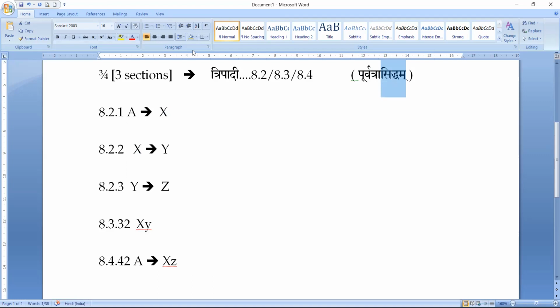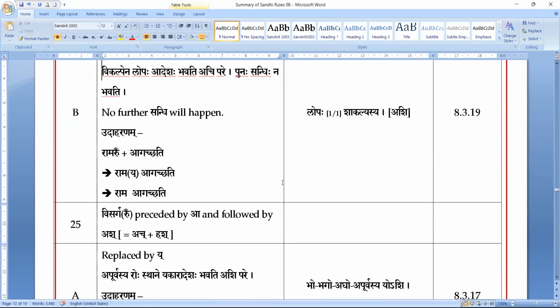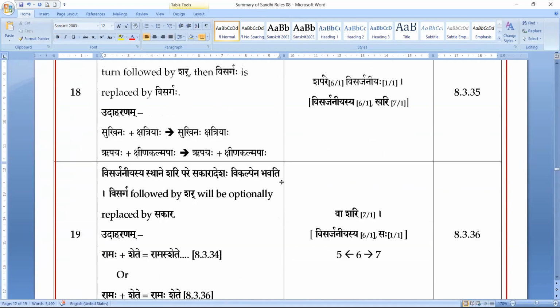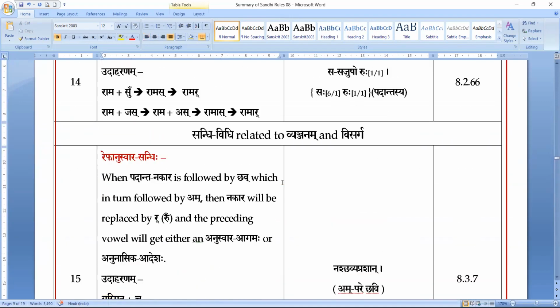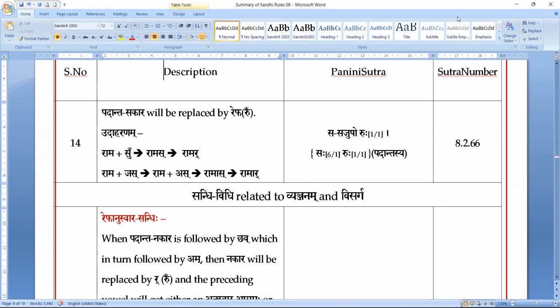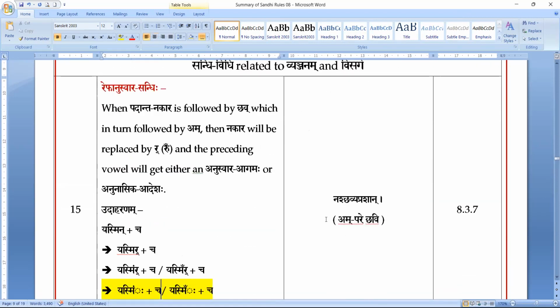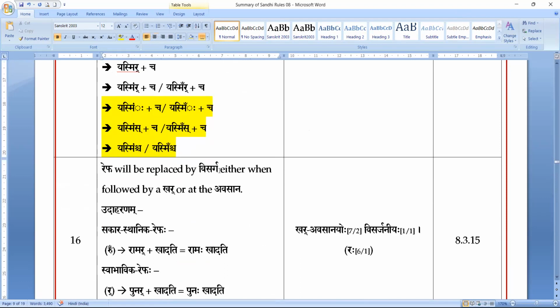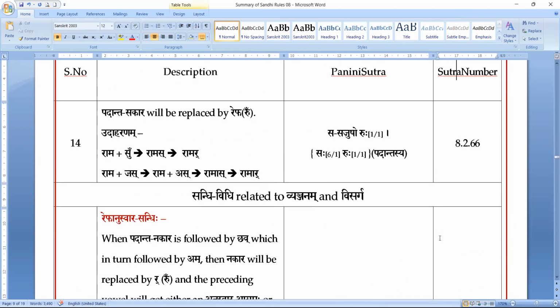Okay. Now you see the Sandhi chart. Padanta Sakara becomes what? Repha. Padanta Sakara becomes Repha, right? Without applying 8.2.66, can you apply 8.3.15? That is, Repha will be replaced by Visarga when followed by Khar. Can you apply this 8.3.15? No, we can't, because it is still Sakara. This 8.3.15 doesn't have application at all unless processed by 8.2.66. That's why I said that sutras have to be applied in order. You understand? This is what Tripadi is. Okay, this much is enough.